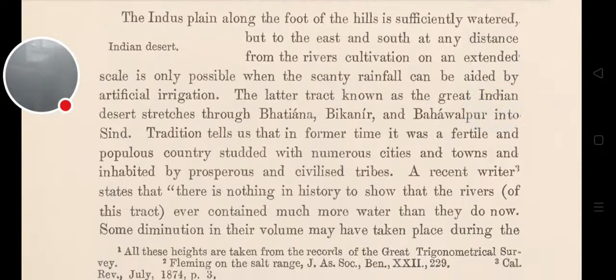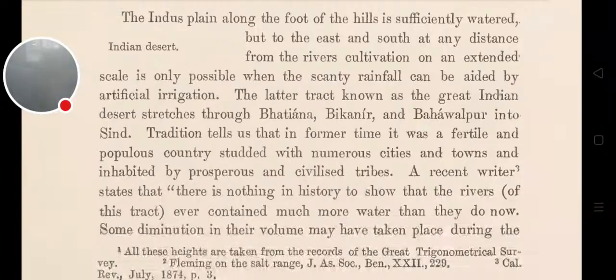Indian Desert. The Indus Plain along the foot of the hills is sufficiently watered, but to the east and south, at any distance from the rivers, cultivation on an extended scale is only possible when the scanty rainfall can be aided by artificial irrigation. The latter tract, known as the Great Indian Desert, stretches through Batiana, Bikaner, Bahawalpur into Sindh. Tradition tells us that in former time it was a fertile and populous country studded with numerous cities and towns and inhabited by prosperous and civilized tribes.